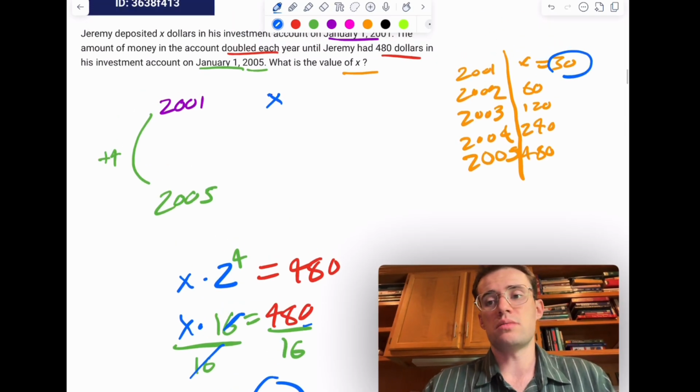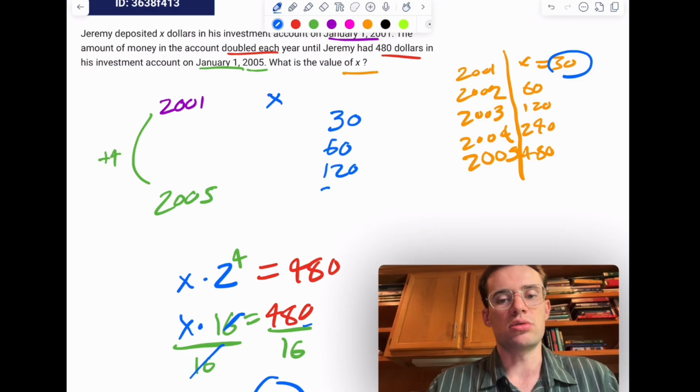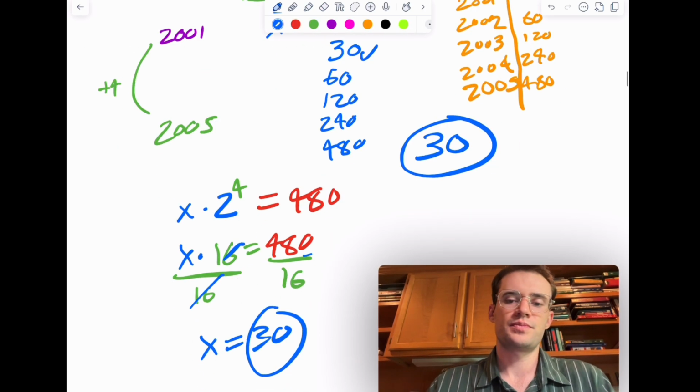If you want to check it, just work forward. 30, and then double it four times: 2 times 30 is 60, times 2 is 120, times 2 is 240, and the fourth time, times 2 is 480. So it does check out, and 30 is what you want to enter in for your answer.